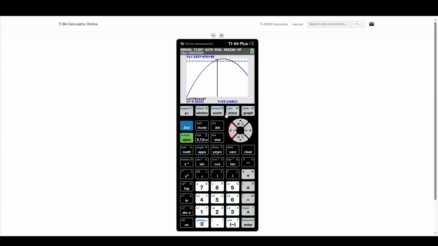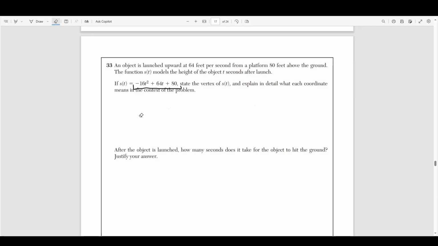Now, in order to calculate this, you just select one point before the vertex and then one point after the vertex. And then when it asks you to guess, you're going to move this cursor to where you think the vertex is. So honestly, I think the vertex is somewhere around here, and then you press enter. And it tells you that the maximum, or your vertex, is at x equals 1.99999, which you round up to 2. So the vertex is at (2, 144).